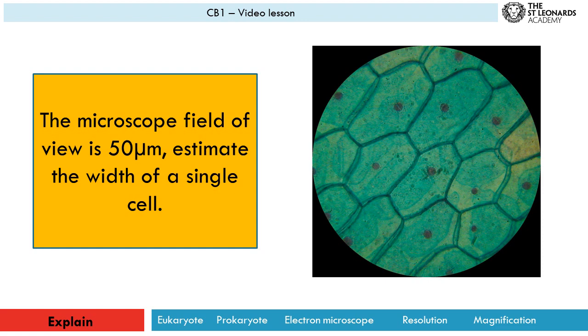So you know this whole field of view is 50. You need to count the cells that make up that field of view. So we've got 1, 2, 3, 4, 5. And here's an estimate, so it's not a completely 100% accurate one. You've got 5 cells across. You've got a total field of view of 50 micrometers. That means one cell must take up 10 micrometers. 10, 10, 10, 10, 10, total of 50 micrometers across, or 10 micrometers for the width of each cell.